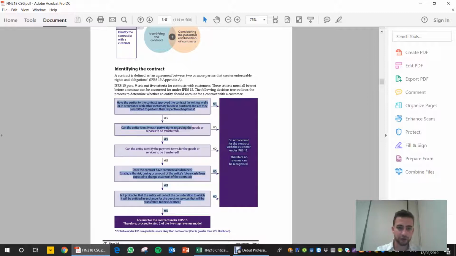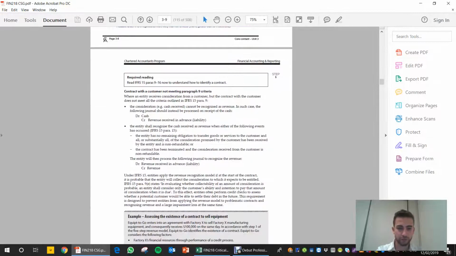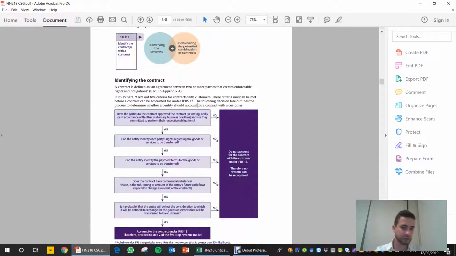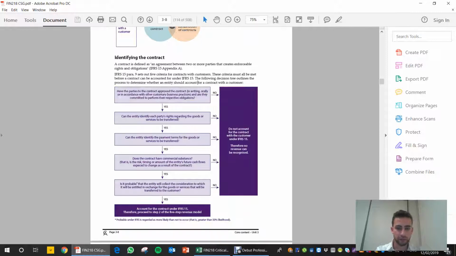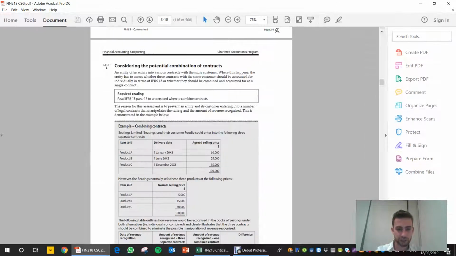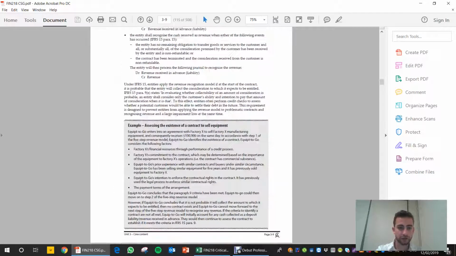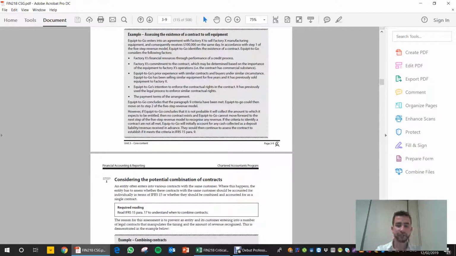I'll let you read through this in your own time and go through the complex example as to whether or not there is a contract, because sometimes I guess it could be a little bit either way, but generally in an exam question it's either is or isn't, so I'll leave that one out. You can read that in your own time from the CSG. So the second step we're going to look at, still in the first step, but there's another issue you need to consider in terms of contracts, and it's probably one that I will go through. It's considering the potential combination of contracts.